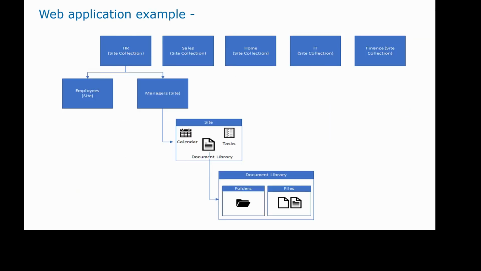We'll move on. This is one such example of a web application. We have different site collections based on the application that we want to create. For example, HR is one site collection, sales is another, home, IT, and finance. Under the HR site collection, we have a site for employees and another for managers. The managers site can have its own components and applications. For example, it can have a calendar, a document library, a task list, and the document library can have folders and files and so on.